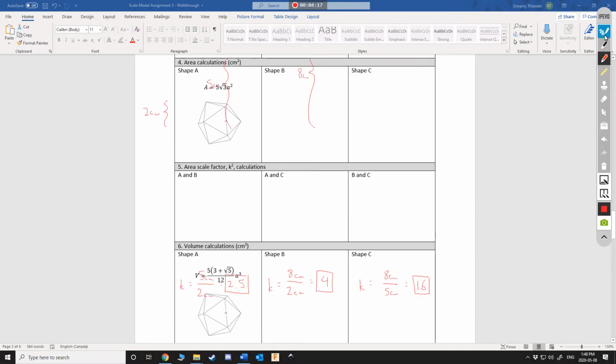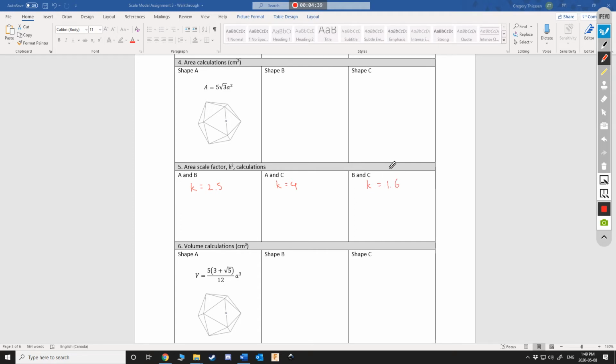So the next part is telling us to calculate our areas. So again, just to preempt, I'm just going to write out. Before, we had K is equal to, the first one was 2.5. The next one was K is equal to 4. And K is equal to 1.6.